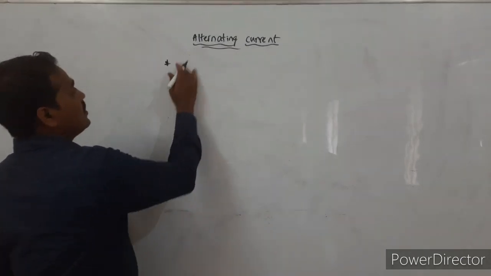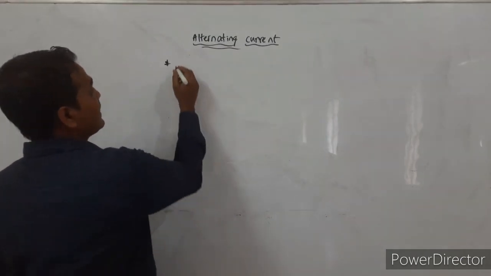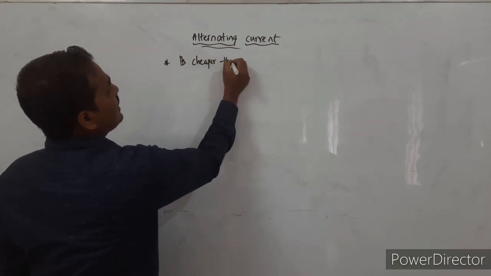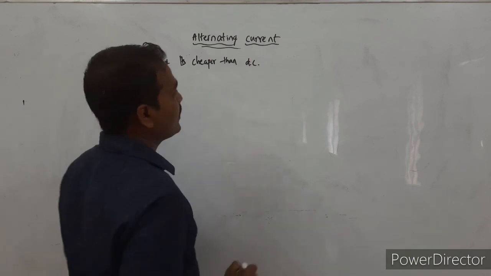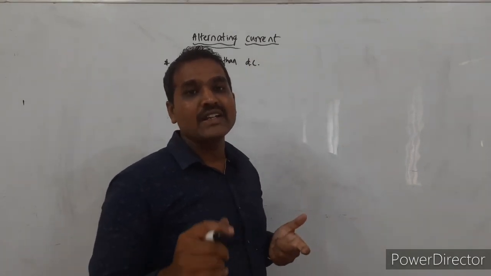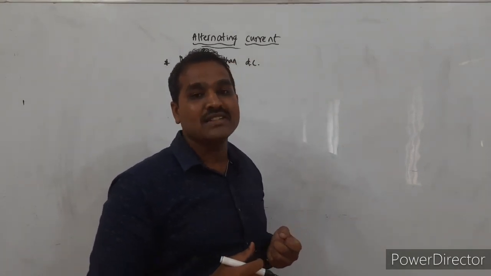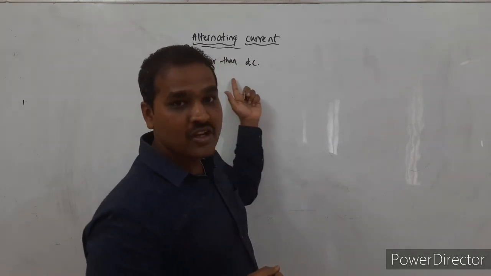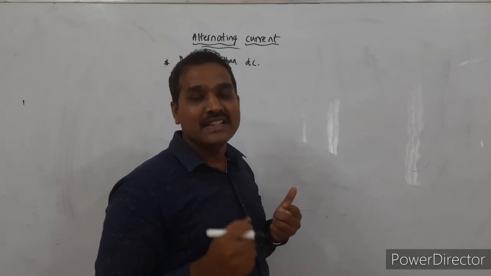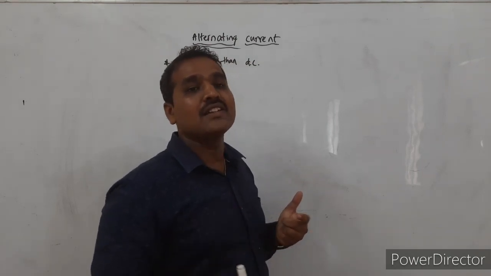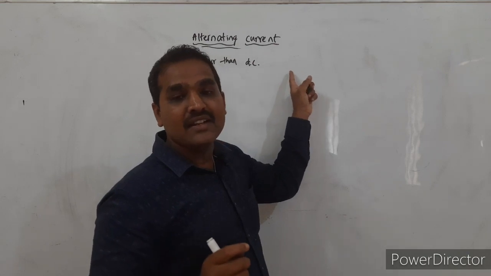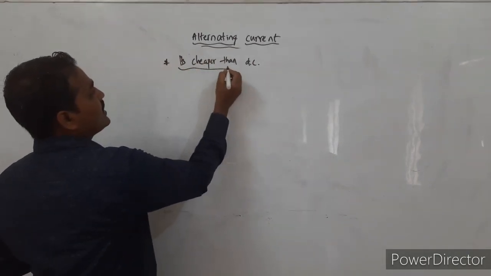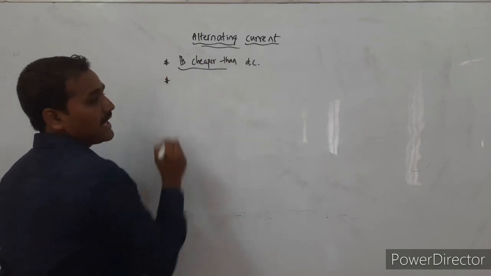Yes, the first advantage of alternating current is it is cheaper than direct current. Okay, so when I consider direct current, to get the electrical energy we have to use cells or batteries. But we have seen the production of alternating current using AC generators, so it is much easier and cheaper than using direct current. So this is the first advantage of alternating current over direct current.